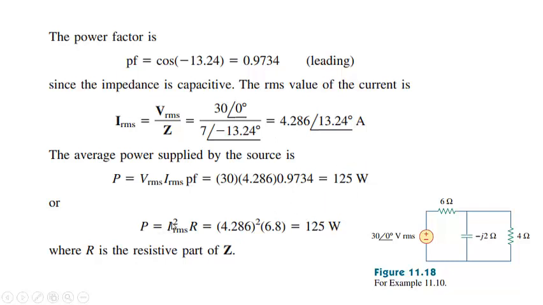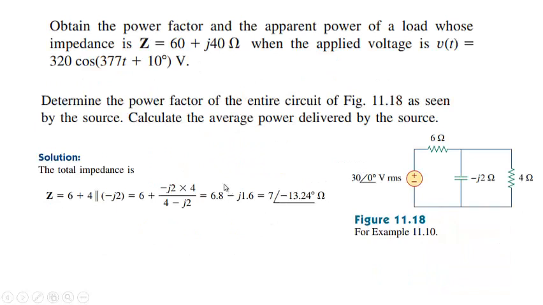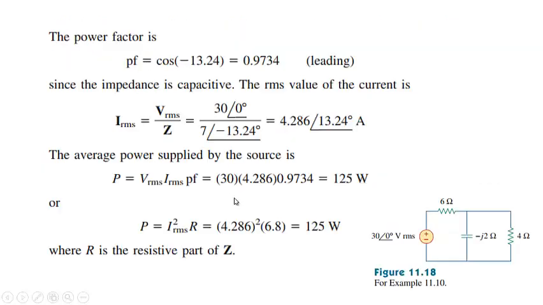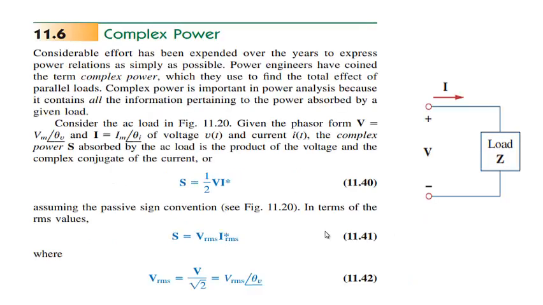This P can also be calculated as I square into R, where I is the current supplied by the source and R is the resistance seen by the source. The resistance seen by the source is not only this, it is actually this resistance, because it is a combination of these two. So that will be equal to I square R. I is this, R is this. It comes again to be 125 watts, and it has to be like this.